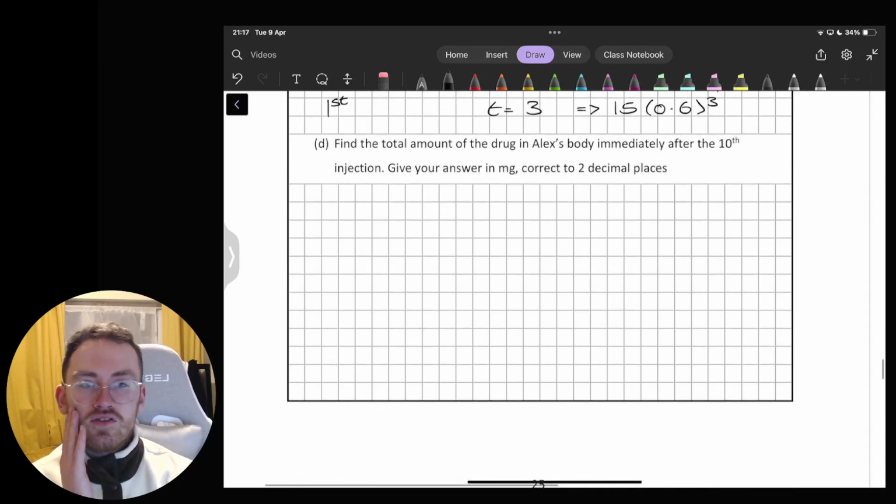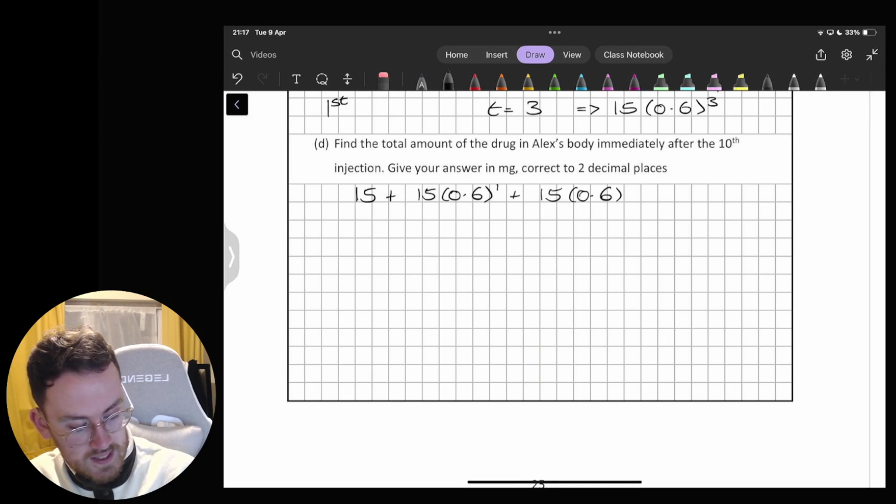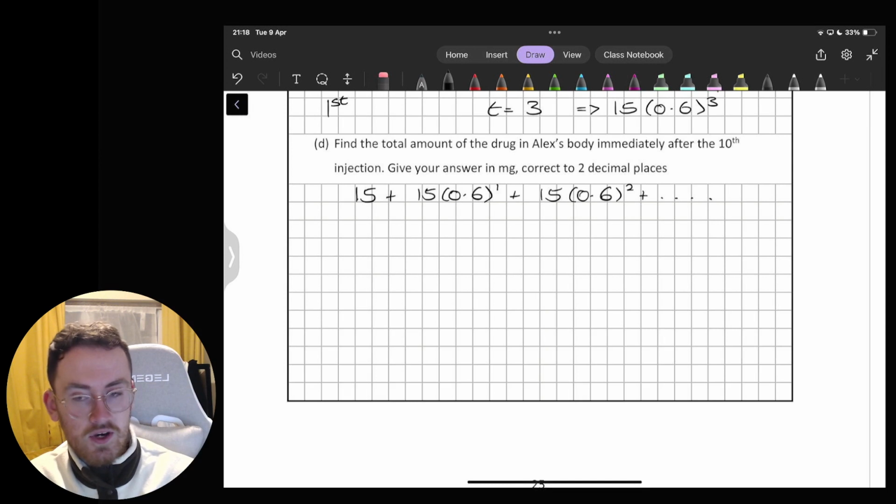Find the total amount of the drug in Alex's body immediately after the 10th injection. Give your answer in milligrams correct to 2 decimal places. So let's have a look at what we have from the previous one. We now know that overall this is the pattern or sequence or series that his injections, or the amount of drug in his body, is following.